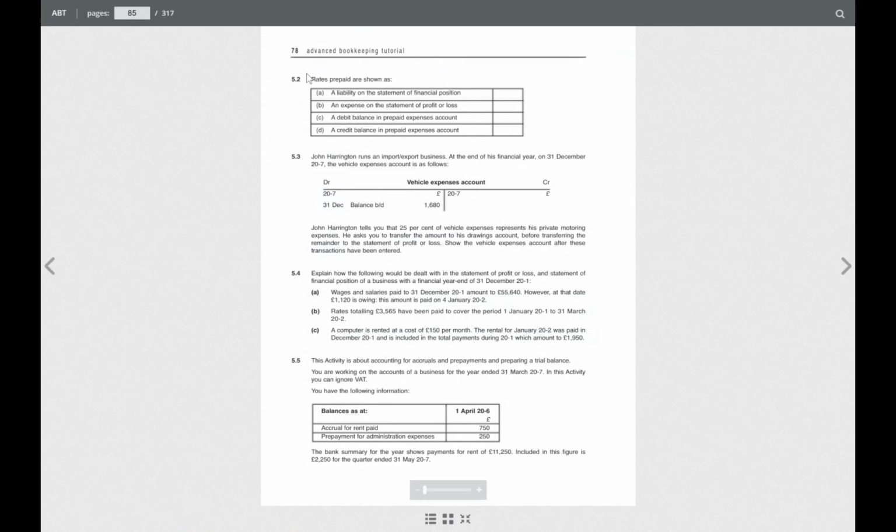So what are they asking about? Rates prepaid account. They are not asking you about the rates account. They are asking you about the rates prepaid account. Okay, there's a new account. We learned that there is an accrued expense account, a prepaid expense account, an income account. So this is one account, rates prepaid. It is an asset account. Therefore, C is the right answer.